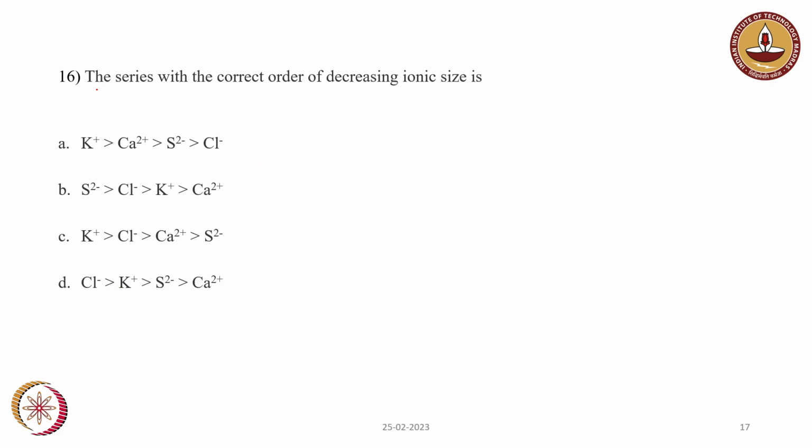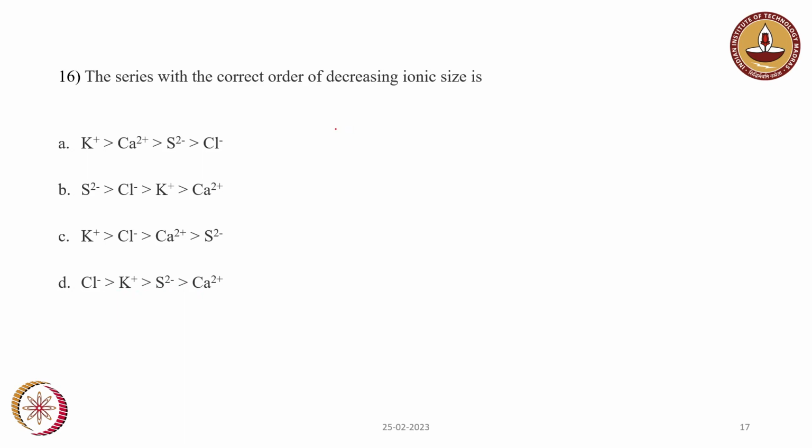And the next one is the series with the correct order of decreasing ionic sizes. Option A, K plus greater than Ca2 plus greater than S2 minus greater than Cl minus. B is S2 minus greater than Cl minus greater than K plus greater than Ca2 plus. C is K plus greater than Cl minus greater than Ca2 plus greater than S2 minus. And D is Cl minus greater than K plus greater than S2 minus greater than Ca2 plus.